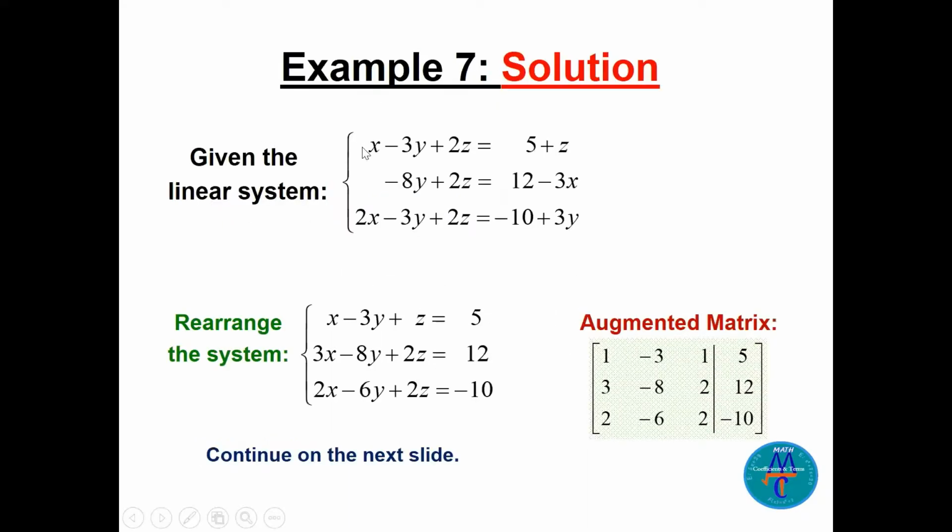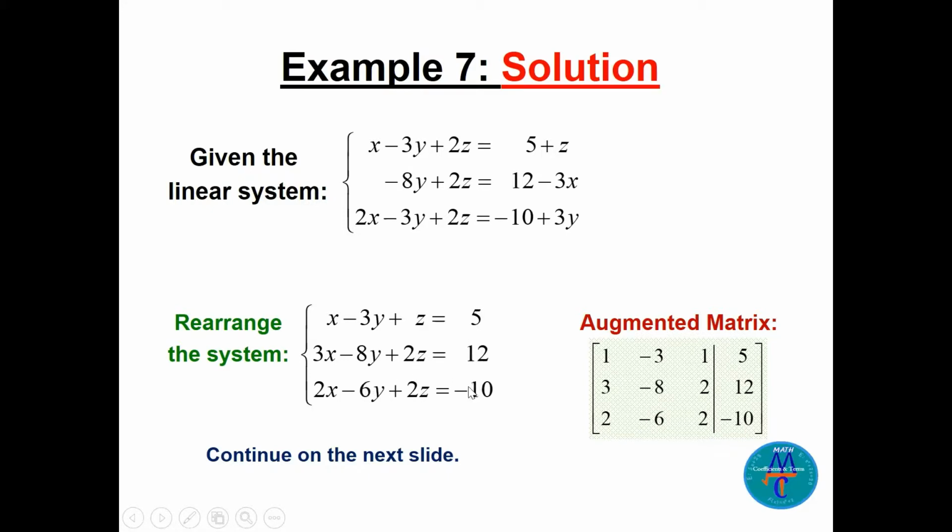Let's rearrange it. So I keep here x minus 3y. Z, take it on the other side, becomes 1z is equal to 5. This one is 3x, take it on the other side, 3x minus 8y plus 2z is equal to 12. And here I have 2x, 3y, bring it there, becomes minus 6y plus 2z is equal to minus 10. So the augmented matrix now will be 1, minus 3, 1, 5, 3, minus 8, 2, 12, and 2, minus 6, 2, minus 10.